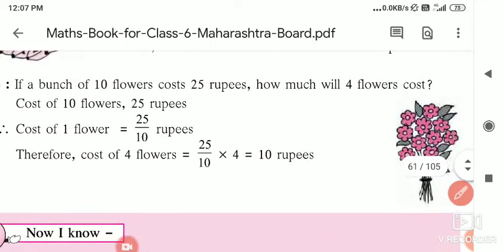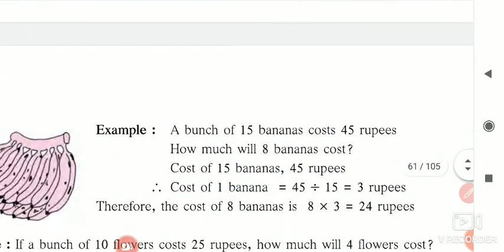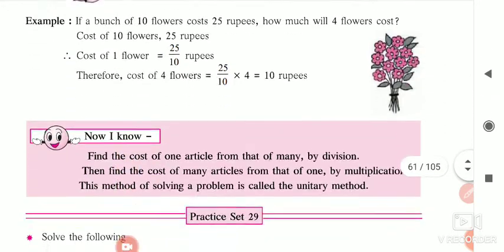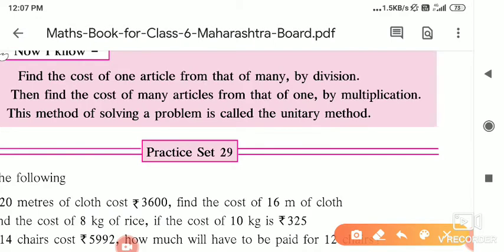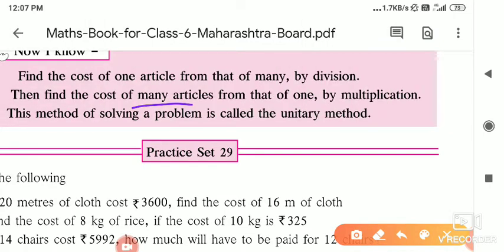Okay, so in the above examples, it may be the example of a pen, it may be the example of a banana, or it may be the example of a flower. From many things we find the cost of one thing or one article, and that one's cost you have to multiply with the number of articles you need, then you get the answer. So this method of problem solving is called the unitary method.